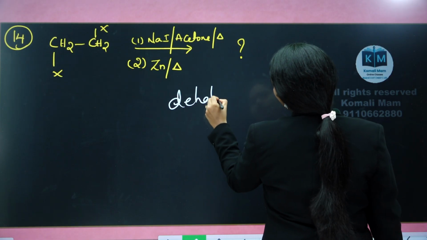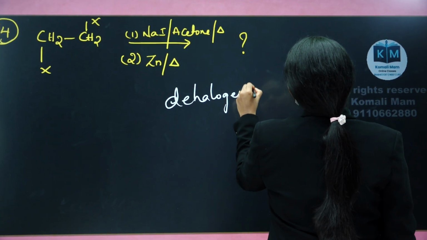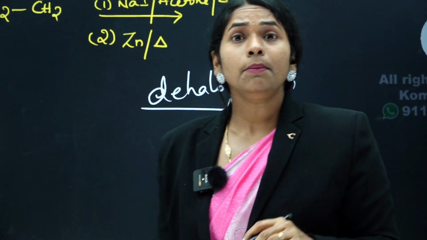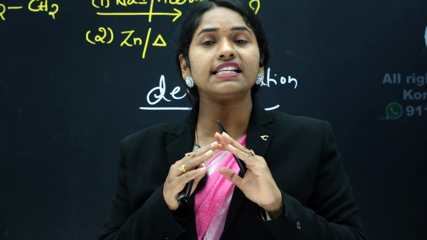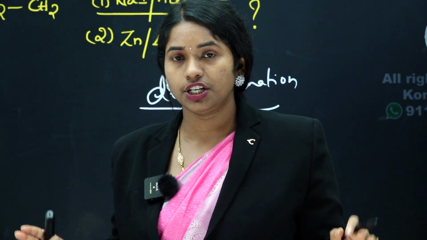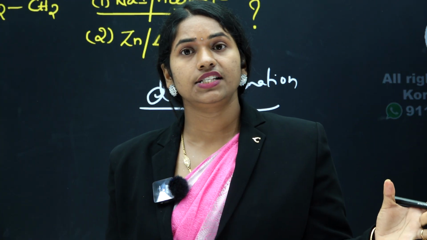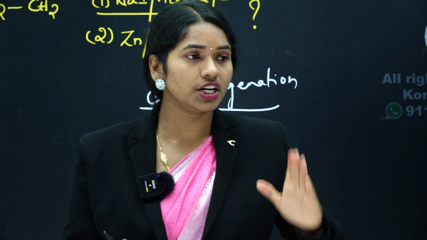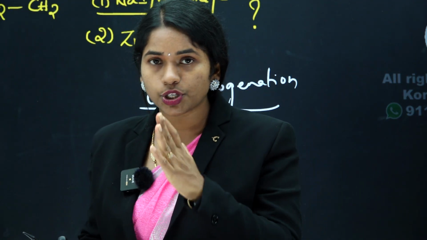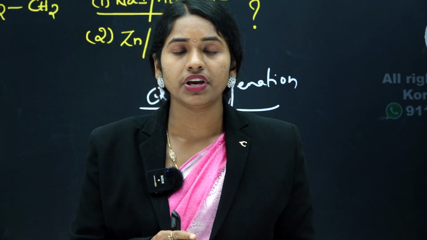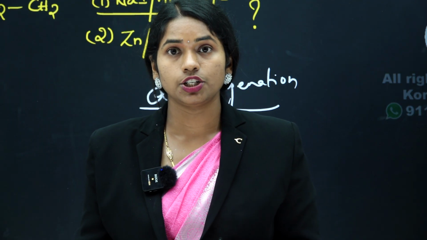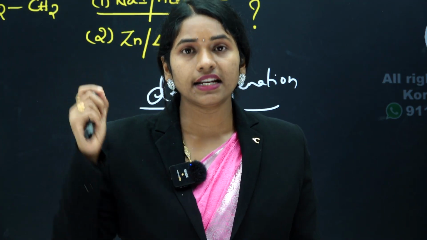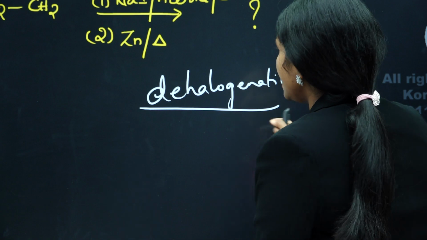dehalogenation. I did not teach you dehalogenation. Now I am going to teach you dehalogenation. Check it out. Dehalogenation means removal of 2 halogens at a time. We call it dehalogenation. See, before, what I discussed is dehydrohalogenation. The meaning of dehydrohalogenation is one halogen and a hydrogen at adjacent positions we are removing. But now dehalogenation, 2 halogens at a time I am going to remove, that is called dehalogenation.